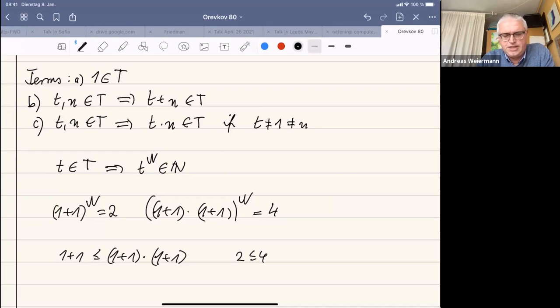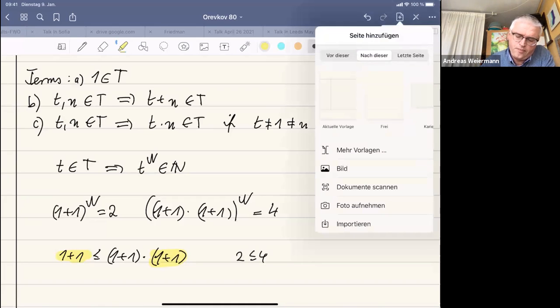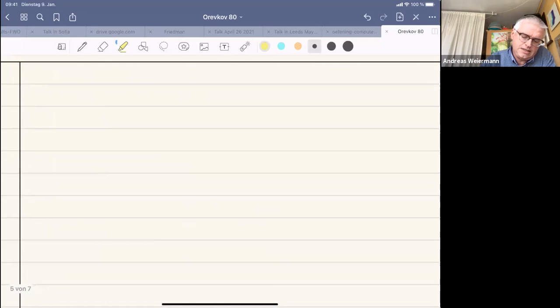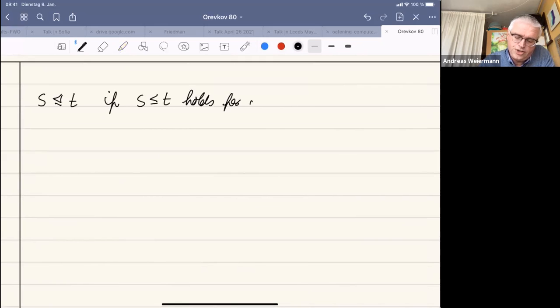But there's a reason for this. There's a more intrinsic reason why 1 plus 1 is less than or equal to 1 plus 1 times 1 plus 1. Namely, it turns out that this term here is a subterm of the right-hand side. So there's an immediate reason why the left-hand term is less than or equal to the right-hand term. This gives rise to a specific definition. The definition which I want to discuss is the following. I say S is immediately less than or equal to T if S less than or equal to T holds for obvious reasons.